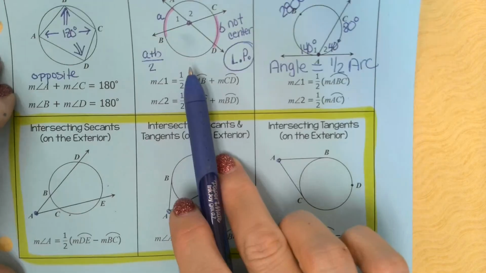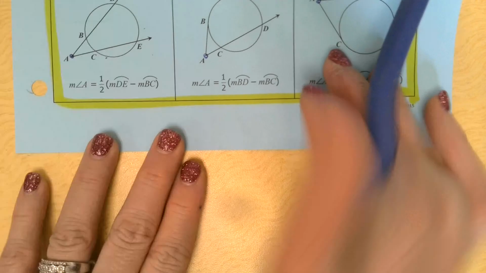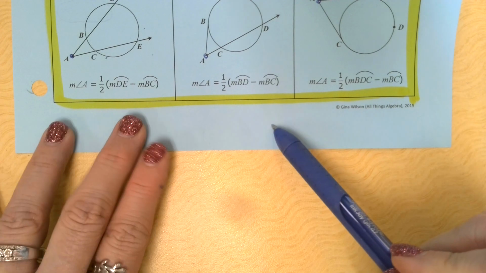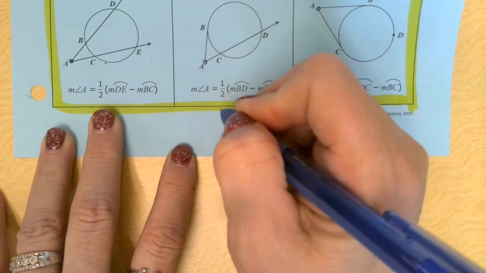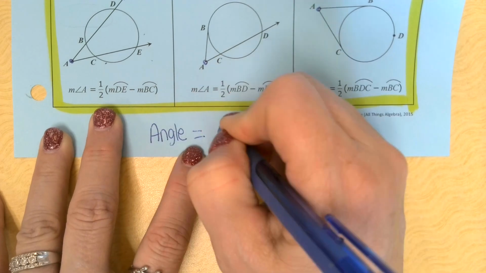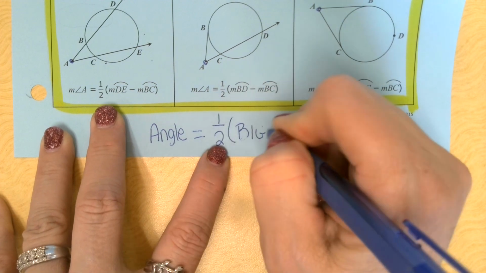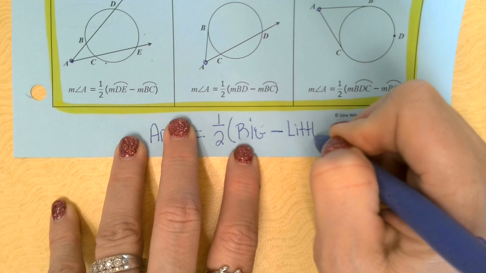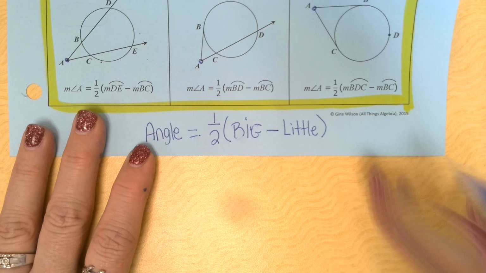Remember, when the point was on the inside, we used this formula right here. When the point is on the outside, we're going to use a different formula. And you can kind of see what's happening here, but I'm going to give you an easy way to remember. This will be your reason when you do the worksheet. So the formula is the angle is 1/2, we are going to have a big arc and a little arc. So it's going to be 1/2 the big arc minus the little arc.